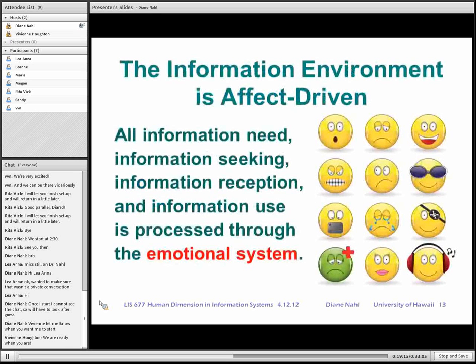As a result of my work, I've really come to this conclusion that all information needs, information seeking, information use, information reception, is all processed through the emotional system. And all my data from all my studies show that. The diagrams on the right, the happy faces and the sad faces and the ill people and everything else that's there, show the kinds of things that can interfere with information use and information reception.